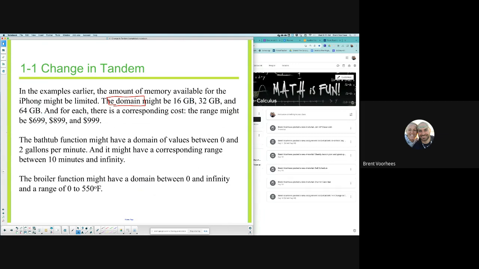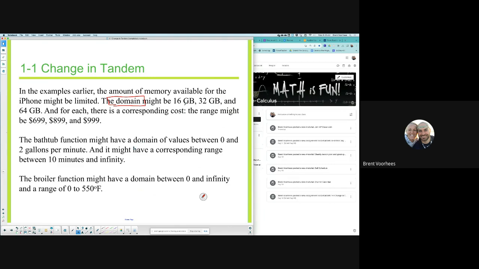Here's my question for you. Would this domain be all reals? Yes. Okay, so that means we can have any amount of memory we wanted to buy available to us. If I wanted 16.25 gigs, could I buy a 16.25 gig iPhone? No. Could I buy a 17 gig iPhone? No. There's only going to be specific values, so this would not be all reals. So according to this example, what are the three values it could be?